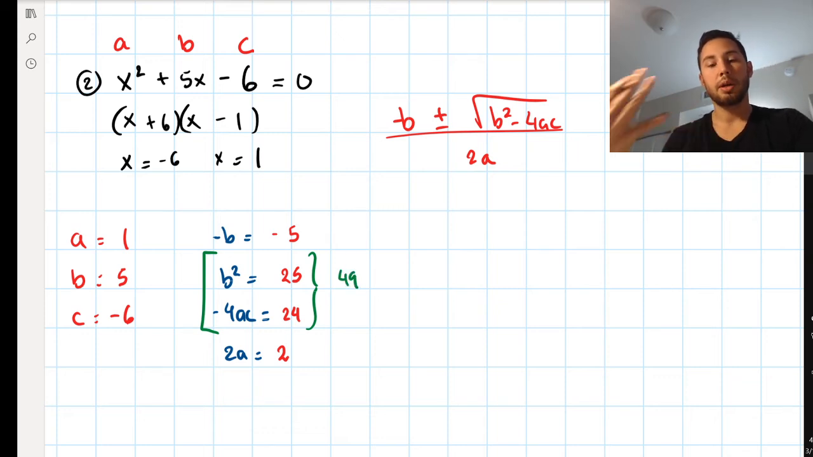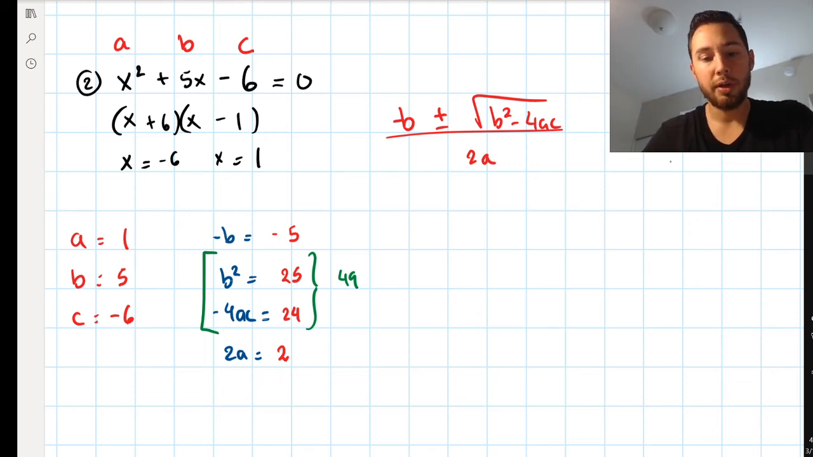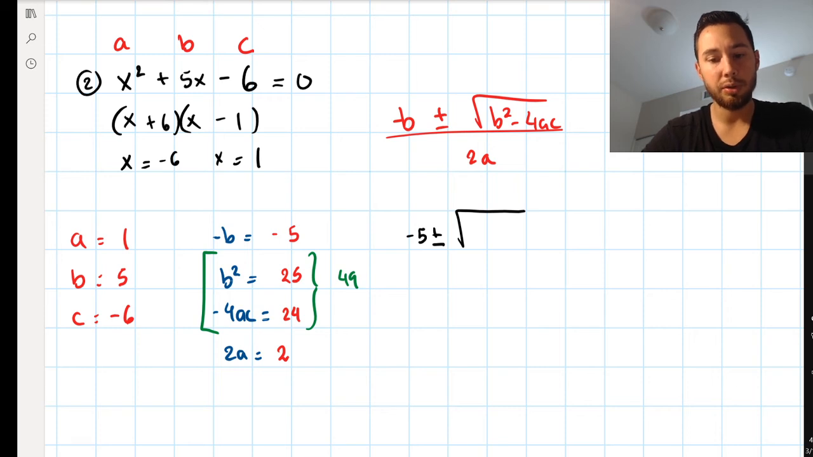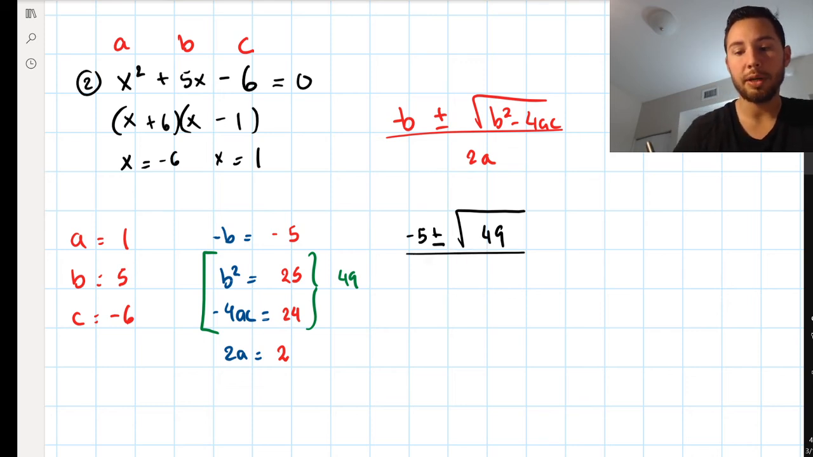I will plug everything inside the quadratic formula. Now I need negative b first, so that's going to be negative 5, and that will be plus or minus the square root of, I just need my discriminant. My discriminant in this case is 49, and all of that divided by 2.